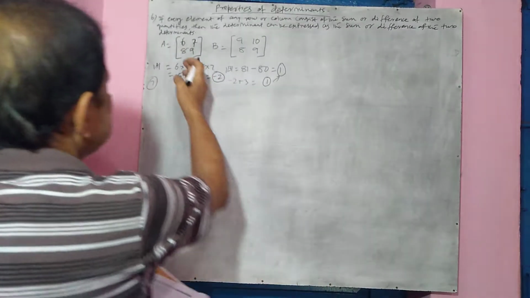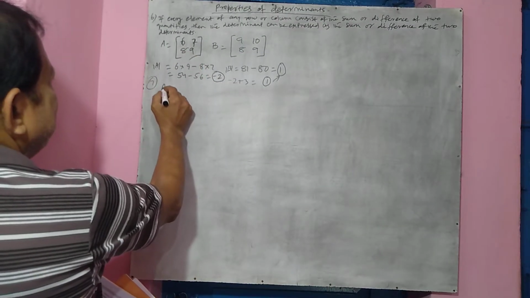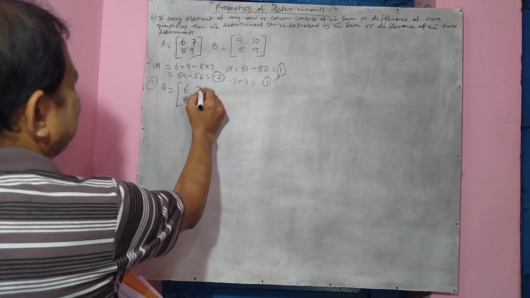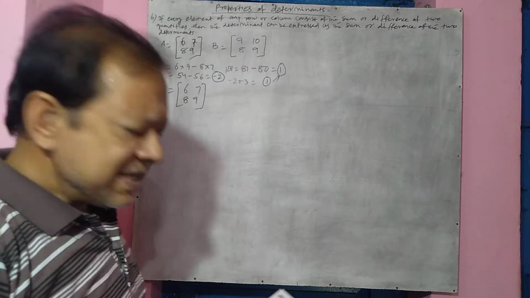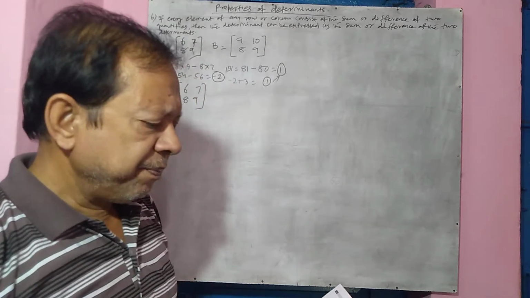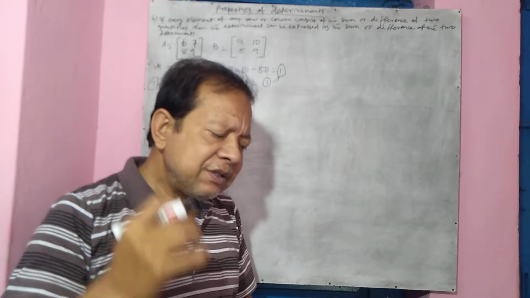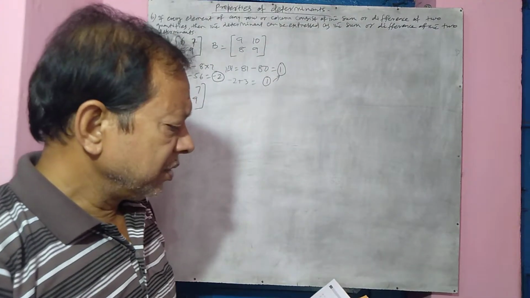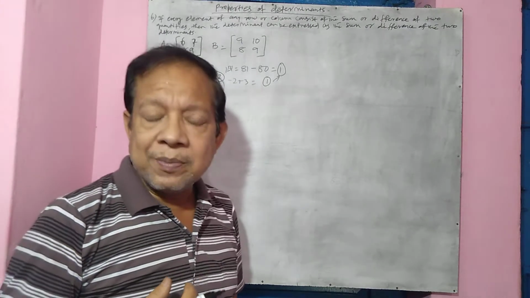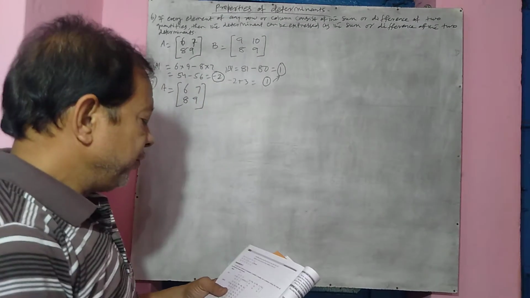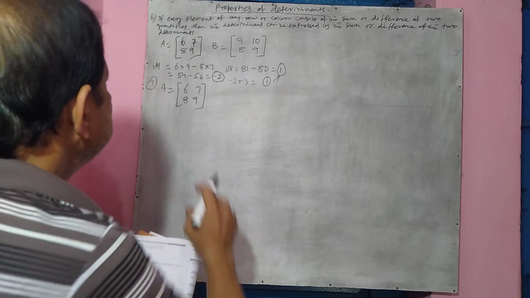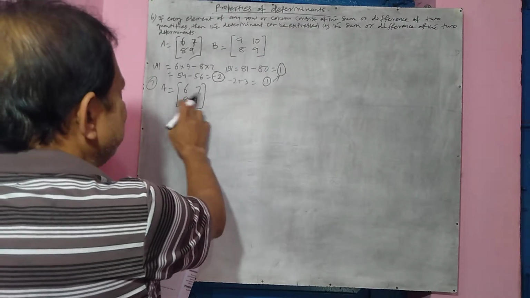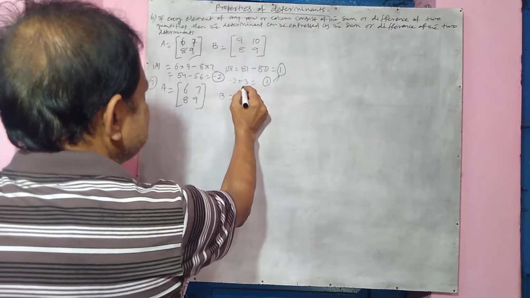Let's take the same example here. Let A be 6, 7, 8 and 9. It says you simply multiply another row or column and add it to the other, then the determinant will remain the same. Let's say 6 and 7, 8 and 9, this is matrix A. Let us take another matrix here.